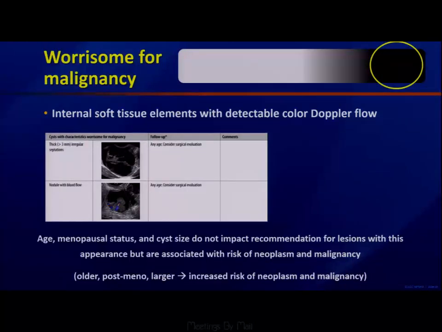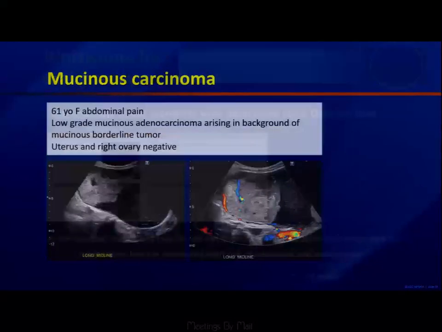So age, menopausal status, and cyst size really don't impact our recommendations for lesions with this appearance, but they are associated with the risk of neoplasm and malignancy. In other words, the older the postmenopausal patients, the larger lesions have increased risk of neoplasm and malignancy, but we don't feel reassured in a younger patient with a small suspicious lesion. The pathway of recommendation is the same.